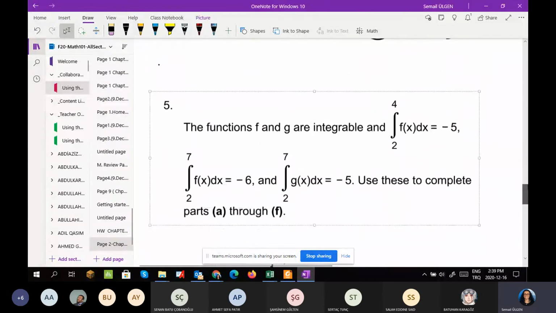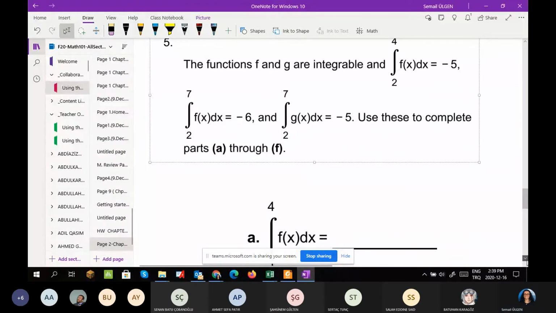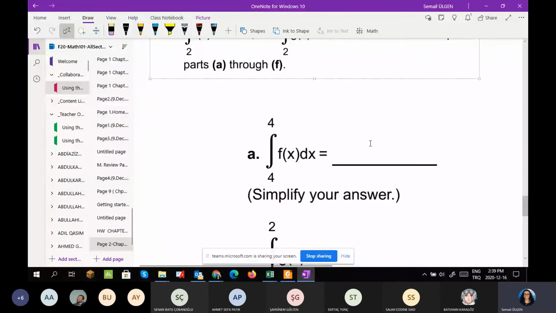It says here the functions f and g are integrable. The integral from 2 to 4 of f of x is -5. From 2 to 7 is -6. From 2 to 7 of g is -5. So we have f and g as integrable functions. It says the integral from 4 to 4 of f of x dx. Whenever you integrate, if the integration limits are the same, the integral is equal to what?